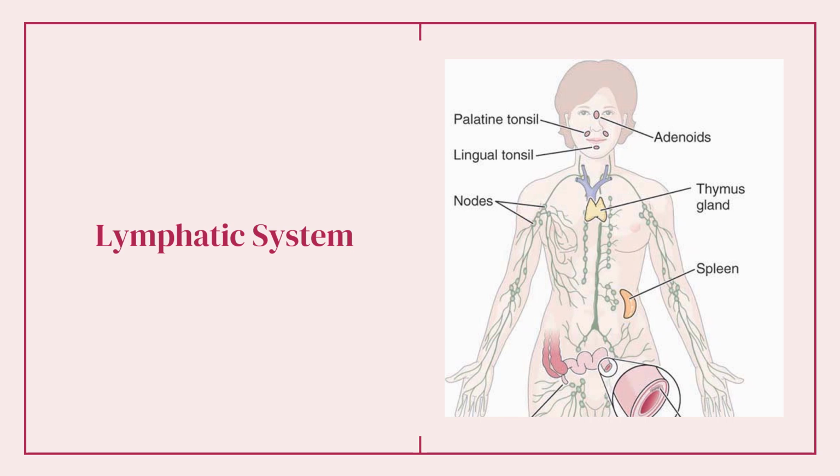Important findings to recognize: tender, soft nodes can indicate infection. Hard, fixed nodes can indicate possible malignancy. And generalized lymphadenopathy can indicate systemic disease. So we always want to consider the location and pattern of the lymph nodes.